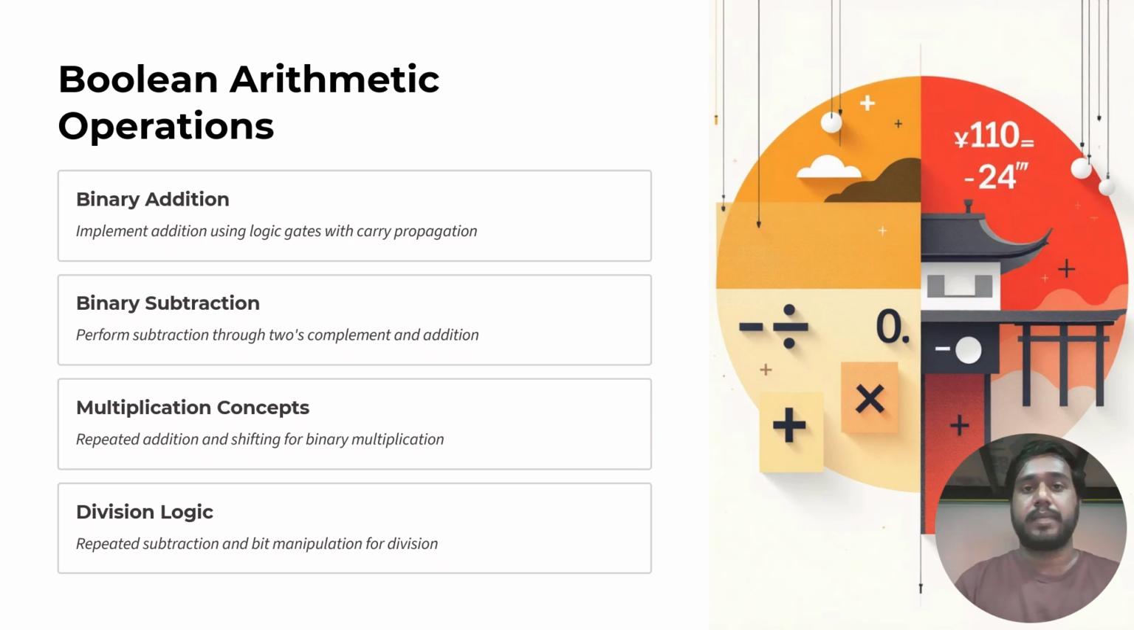Binary addition is implemented using logic gates and carry propagation. Subtraction is performed using two's complement representation. Multiplication can be implemented through repeated addition and shifting. Division is typically done through repeated subtraction and bit manipulation.